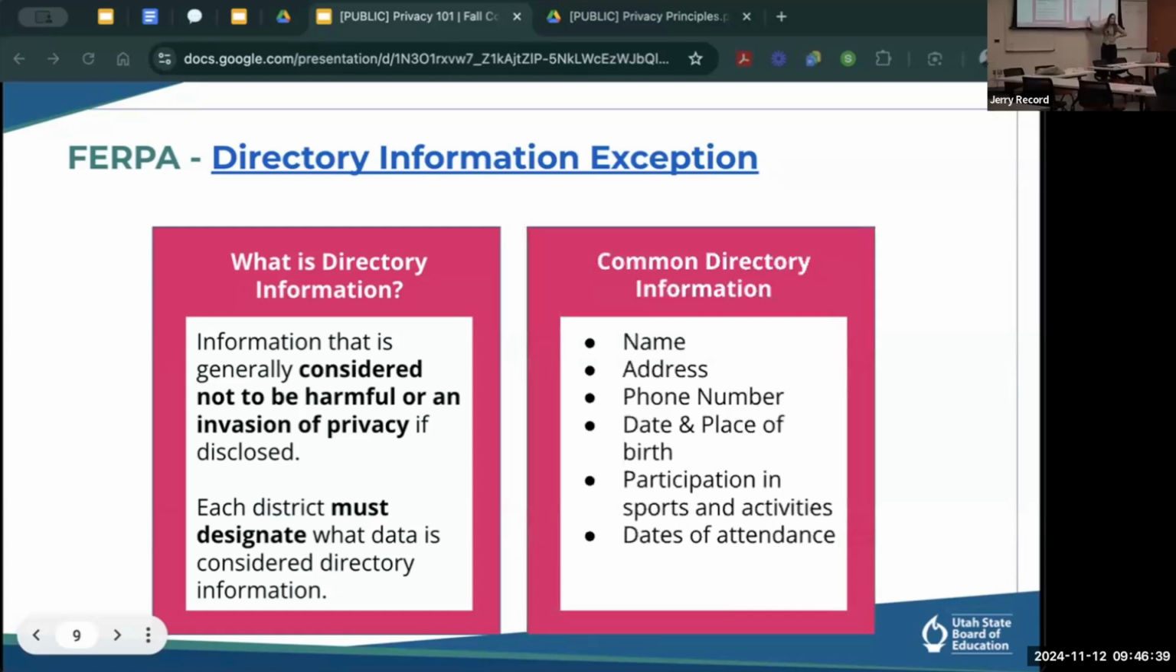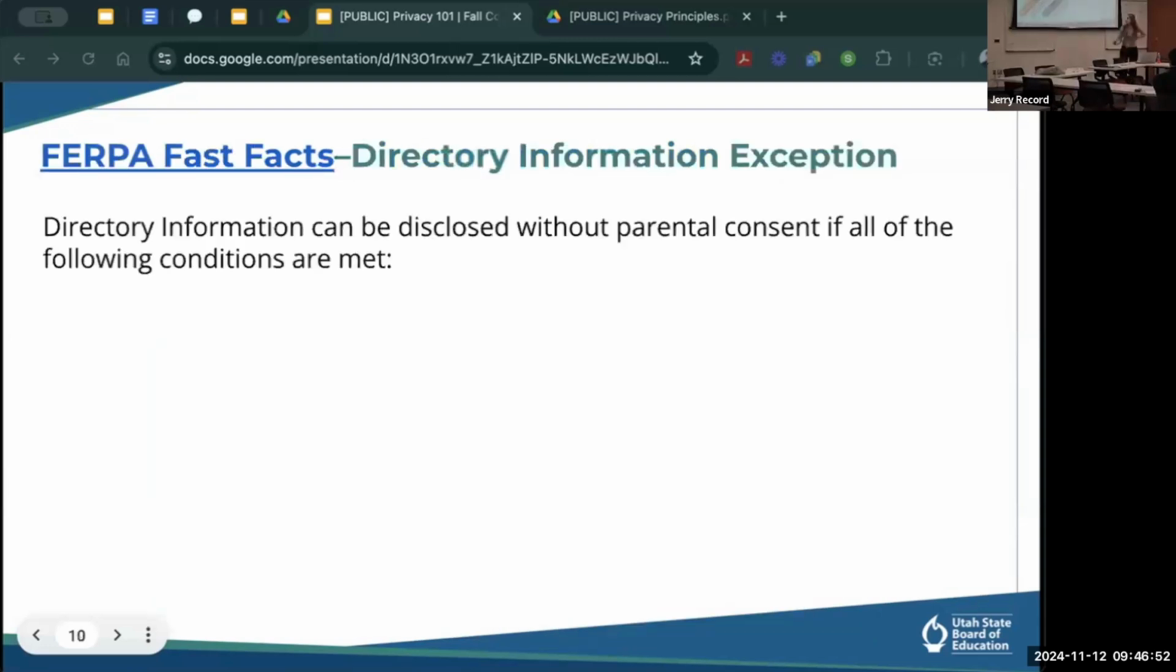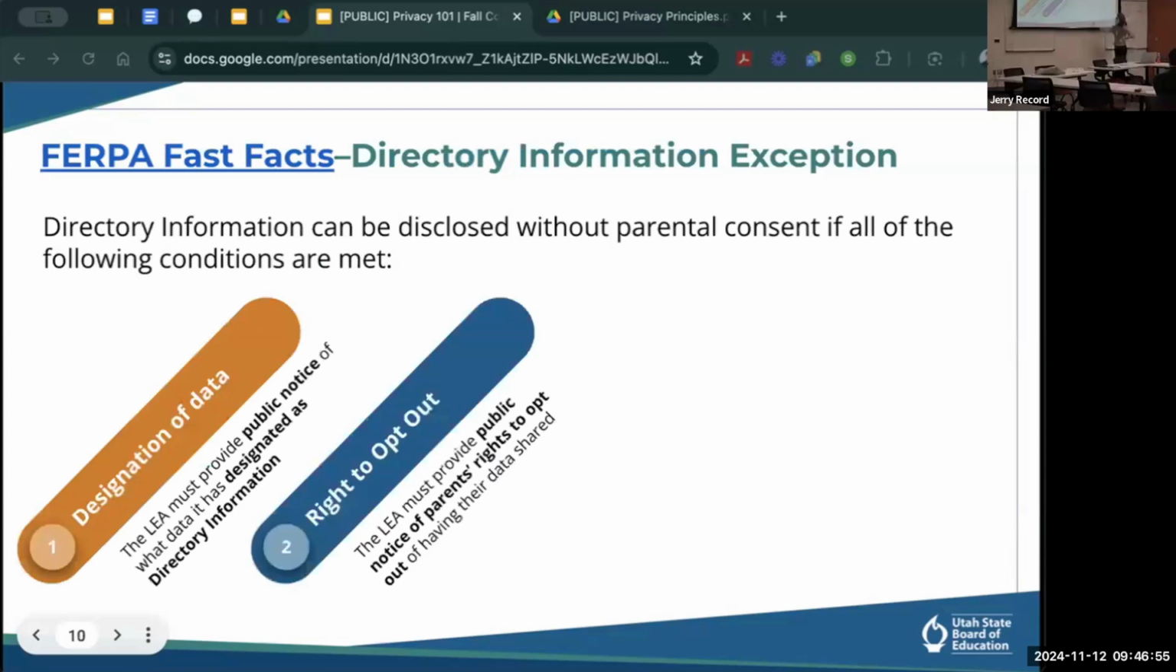So this is where one of the great misconceptions comes with directory information. It is true that a school can designate what it wants to consider directory information, but it's really important that parents are given the right to opt out. Common uses of the directory information exception are publication options. If there were no directory information exception, then it would not be appropriate to print a playbill for a school play. Because whoops, you just shared all the names of the kids in the play to the general public, and that's not allowed.